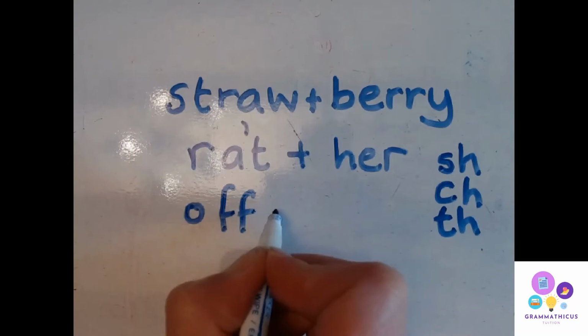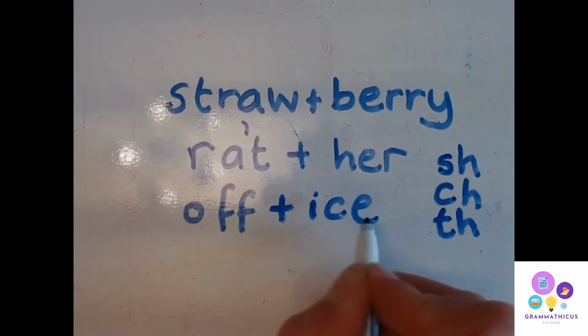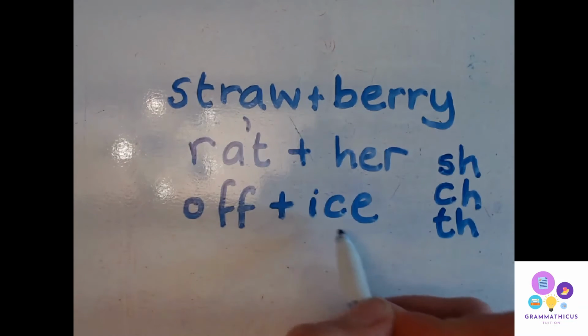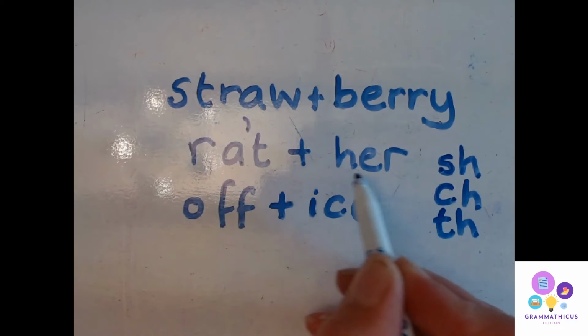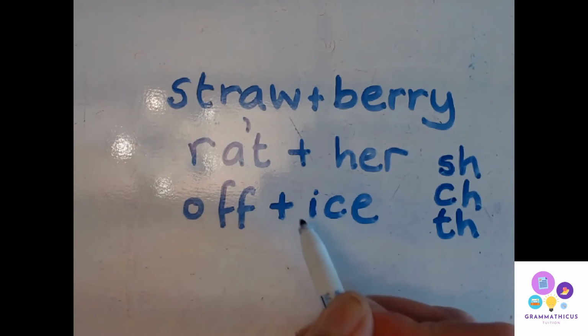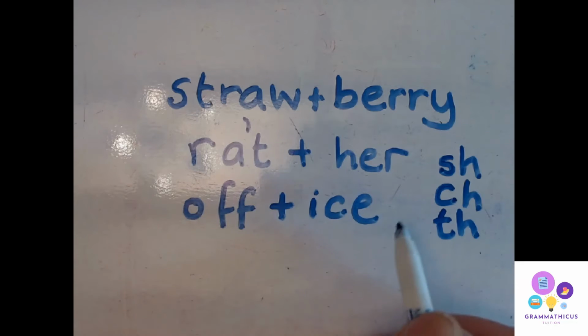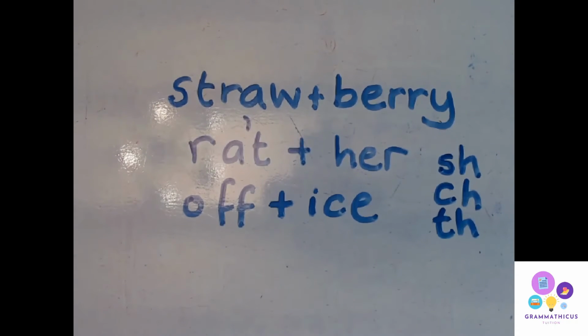If we look at the word off and the word ice, if we say them as they are, off ice, it doesn't sound like a word. However, this ending here, ice, when it's on the end of a word, often sounds like is: office. So we've got to consider how we can say the word in a different way. All of these are important concepts that we've got to remember.